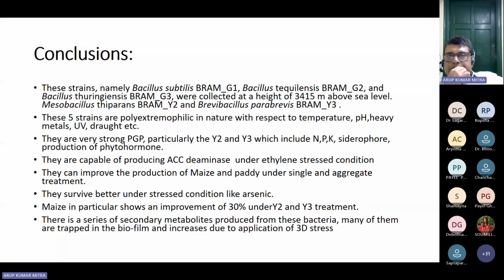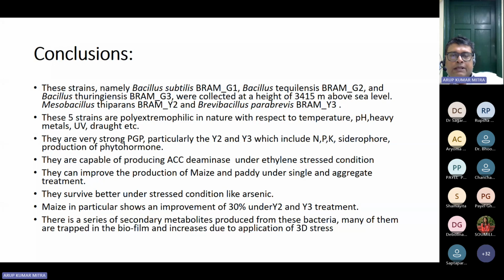So you can see the major conclusion from this particular lecture was these particular strains which we obtained from the Himalayas, the Bacillus subtilis, Bacillus thuringiensis, then the Mesobacillus thioparens or Brevibacillus parabrevis, they were all having polyextremophilic property. They were having PGP activities, and these PGP activities not only helped in plant growth but also protected them from different stress like ethylene, from fungal infection, and even they helped in the growth of the internode, making them very well suited to this particular environmental condition.